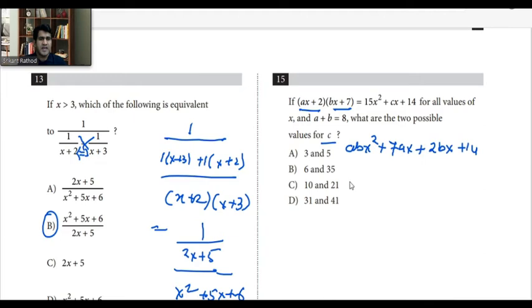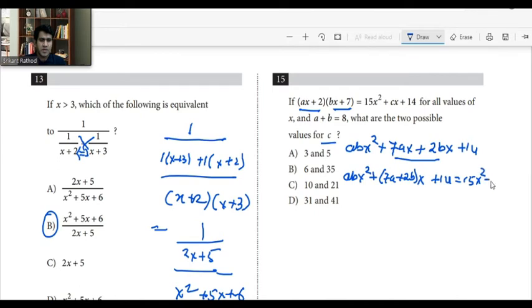So can you just arrange the like terms now? This can be written as abx square plus, I can take x as a common here. So I can write as 7a plus 2b times x plus 14. This equation is equivalent to 15x square plus cx plus 14. So in this case, the coefficient of x square and x has to be equal as they are mentioned for all values of x. Then I can write it as value of ab is going to be 15, and the value of c here it's going to be 7a plus 2b.